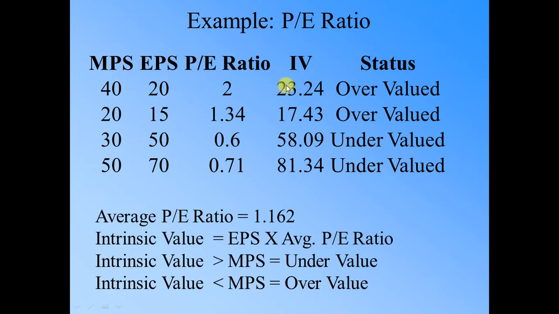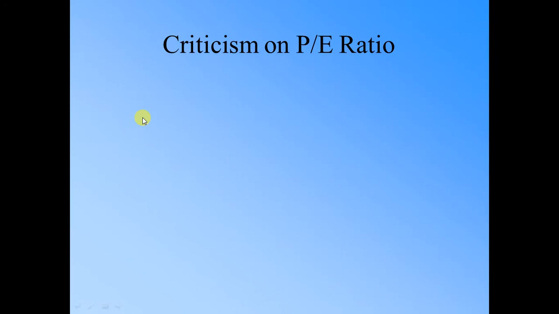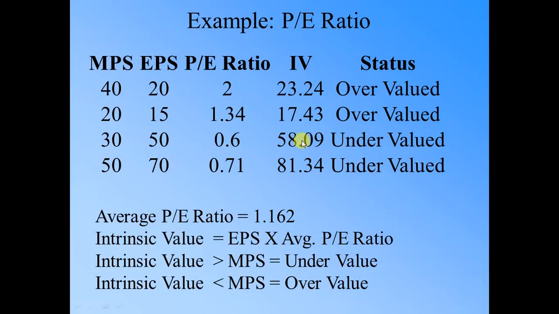Individually it also shows this, but we are going to take the average because on a single day the firm price could shoot upward or downward. That is why we are considering the average price to earning ratio instead of the single price to earning ratio of a firm. So you can see that here the earning per share is 50 multiplied by 1.162, the answer is 58. Now the worth of the share is 58 while the market price of the share is 30. So this particular share is undervalued in the market.